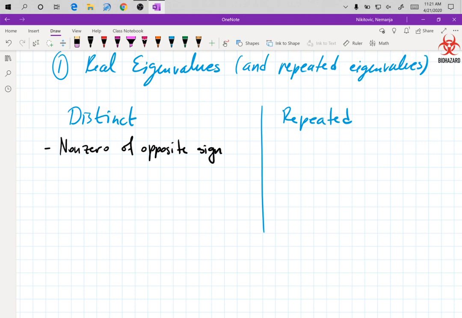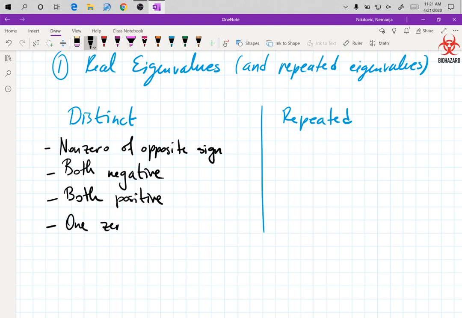So both negative, both positive. And then 1 zero, 1 negative; 1 zero, 1 negative; and 1 zero, 1 positive. So each one of these will have their own type of a graph. And then we have the repeated, right?